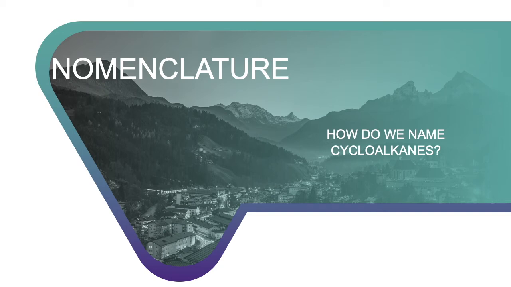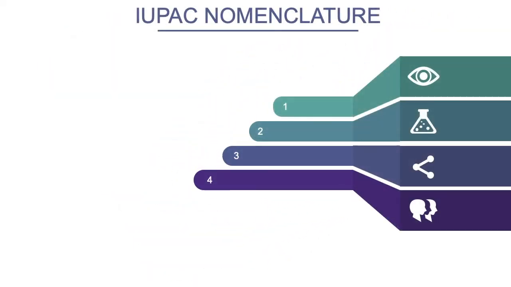Hello everybody. In this video, we will learn how to name cycloalkanes, which are alkanes in a closed ring form. Now, if you remember, in the previous videos we started talking about the ways of IUPAC nomenclature, and we had listed out a couple of steps for doing so. Let's have a quick recap of what we've learned.